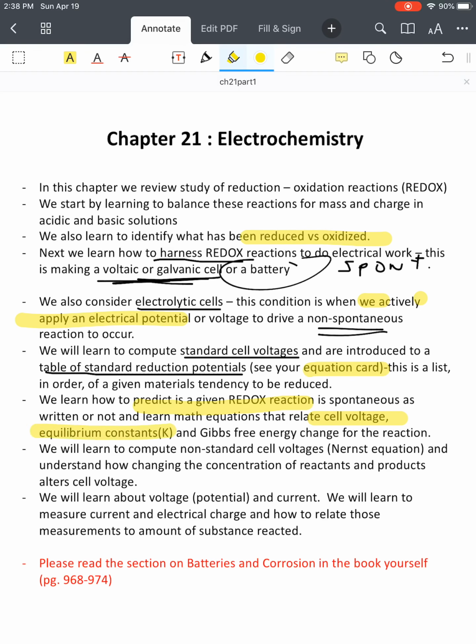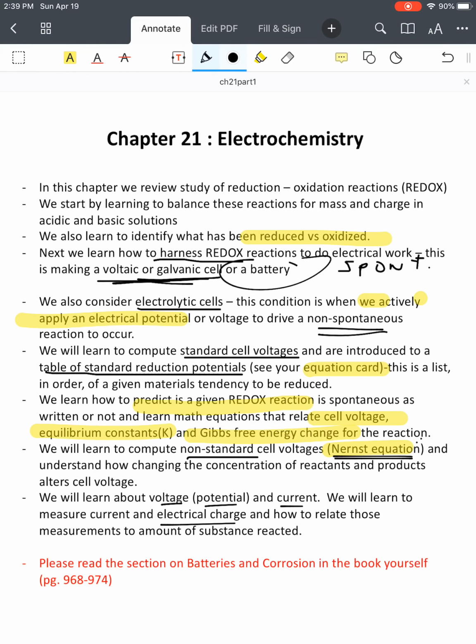And we're going to learn about electrical current, electrical potential or voltage, what those things are, what they kind of relate to, electrical charge as well. Learn about measurement of those in this chapter and how we can relate the measurement of those items, those physical parameters, with the concentration of an analyte or how much of an analyte or substance might react, okay? So we're going to get into that once we get into a little bit more quantitative aspects of electrochemistry.